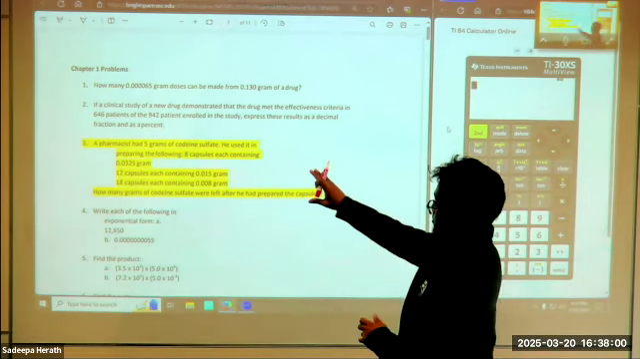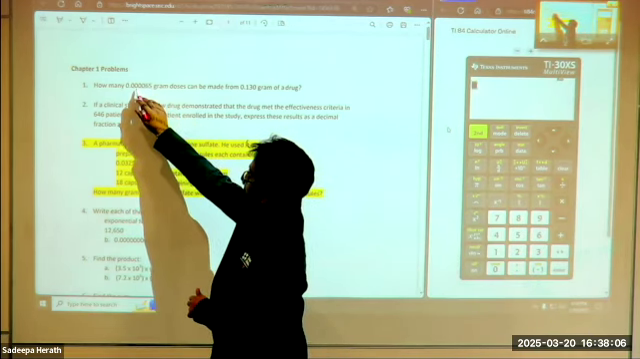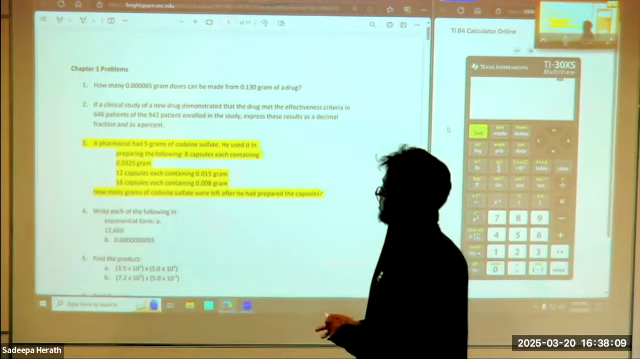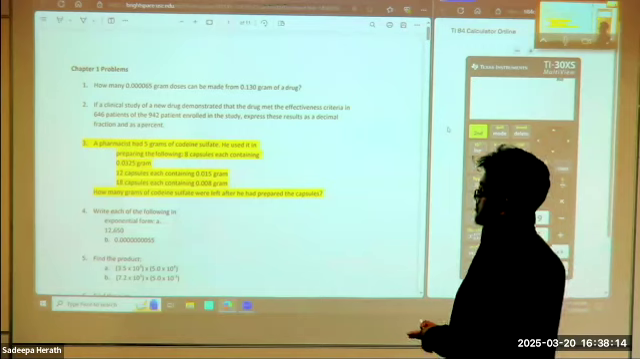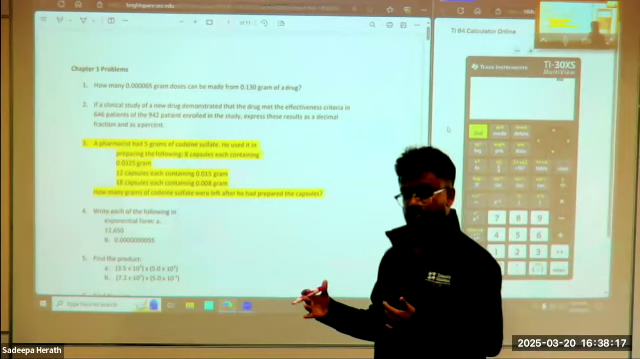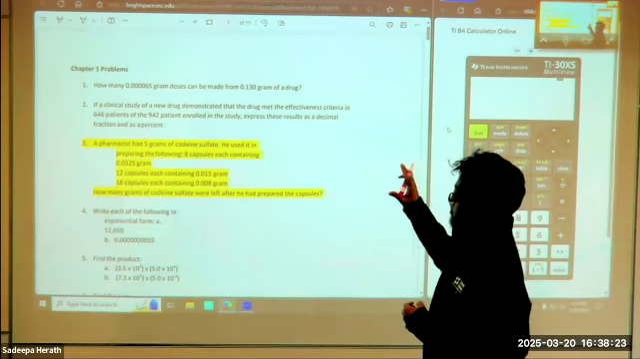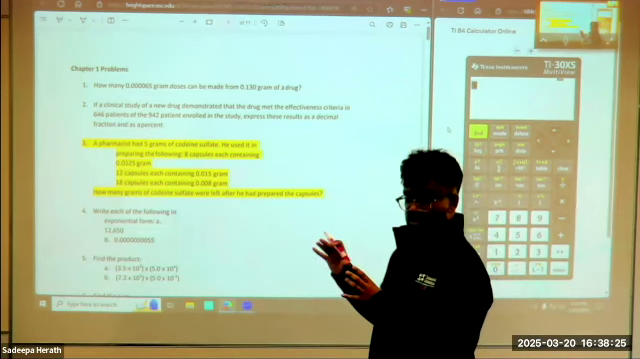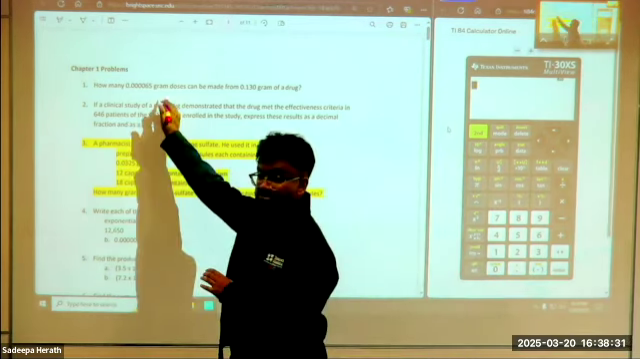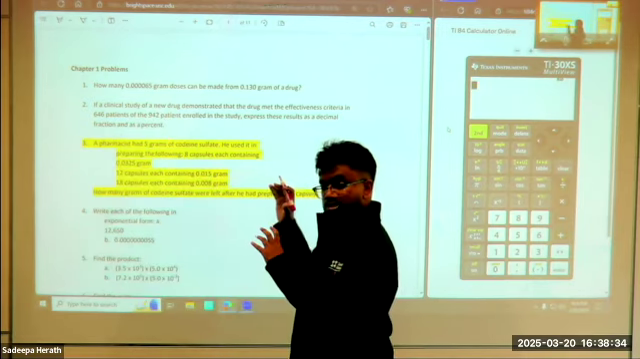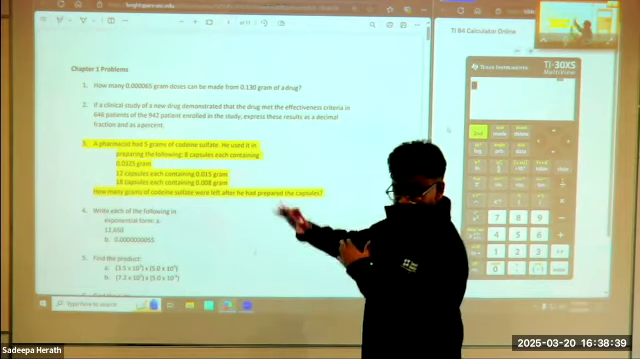How many 6.5 times 10 to the negative 5 gram doses can be made from 0.130 gram of a drug? So how are we going to pull out our information? We have a total amount of 0.130 grams of a drug, and we want to find out how many doses we can make from that amount, each dose being this amount right here. So we're trying to see how many doses we can divide from this amount. See where I'm getting at?